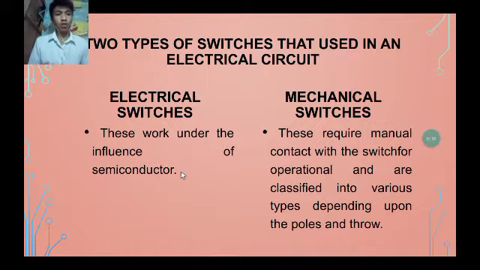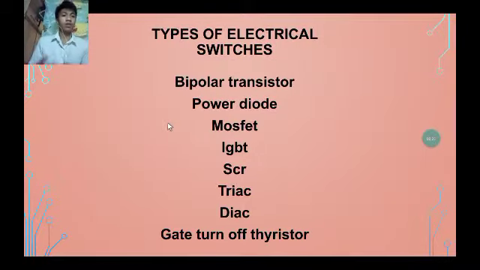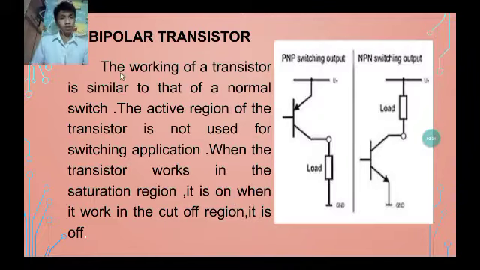Electrical switches work under the influence of semiconductors, and mechanical switches require manual contact with the switch for operation and are classified into various types depending upon the pole and throw. So the types of electrical switches are bipolar transistor, power diode, MOSFET, IGBT, SCR, triac, diac, gate turn off transistor. So these are examples of electrical switches.